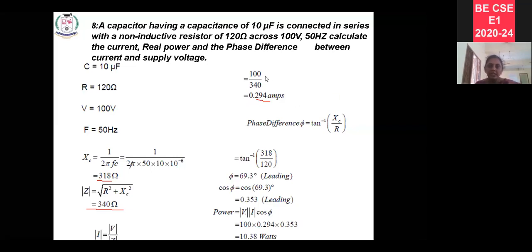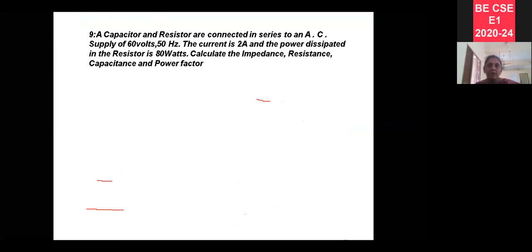Right. Now we'll proceed with the next problem. A capacitor and a resistor. Now you are going to do this. I'm not going to do this. You are going to do this. Please listen. A capacitor and a resistor are connected in series to an AC supply of 60 volts and 50 hertz. The current is 2 amperes and the power dissipated in the resistor is 80 watts. So the power is given here. Calculate the impedance, resistance, capacitance and the power factor.